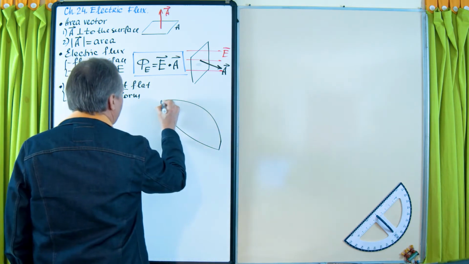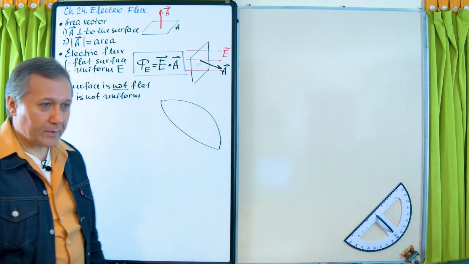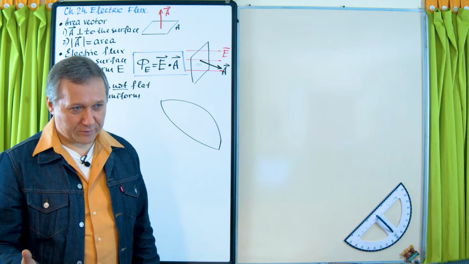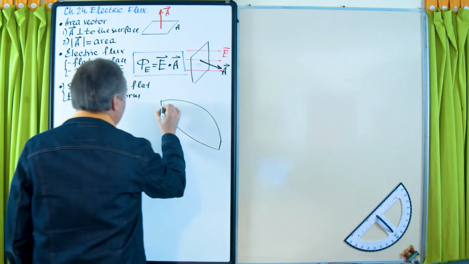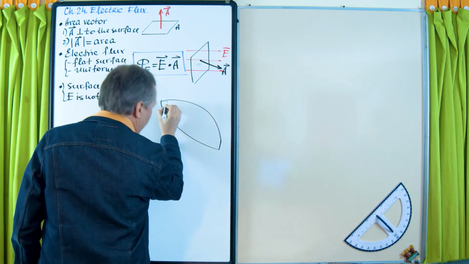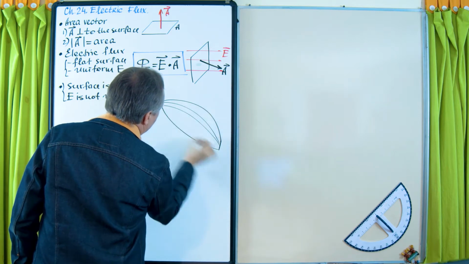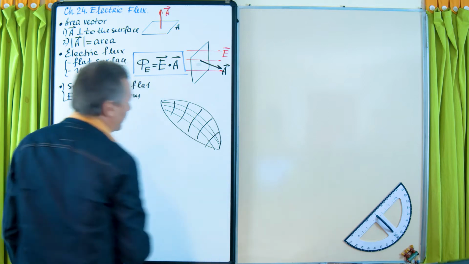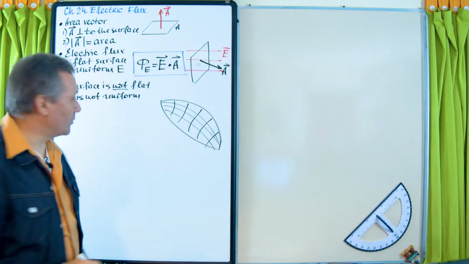And so in order to calculate the total flux, what do I have to do? I need to slice this surface into small sections. So it will be something like this, right? So I slice it into small sections.